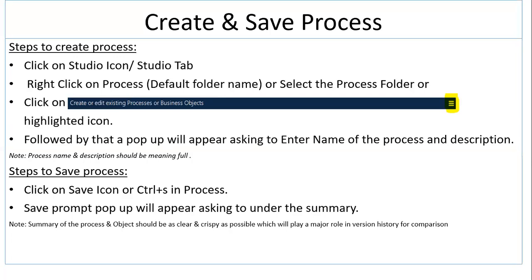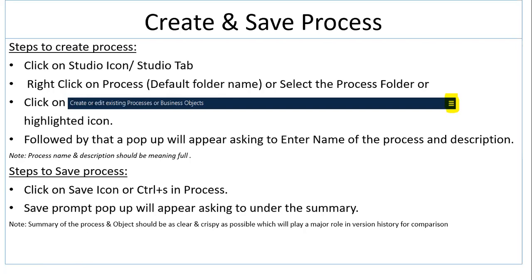Processes and objects each have a default folder structure, and the folder structure can be renamed or created as per our business requirement. There is no restriction on the number of folders you can create. You can create a new process within a folder, so just click on the folder where you want to create it. Or if you want to create it outside the folder, just click on the processes layout and right click on that. You will have an option as create process.